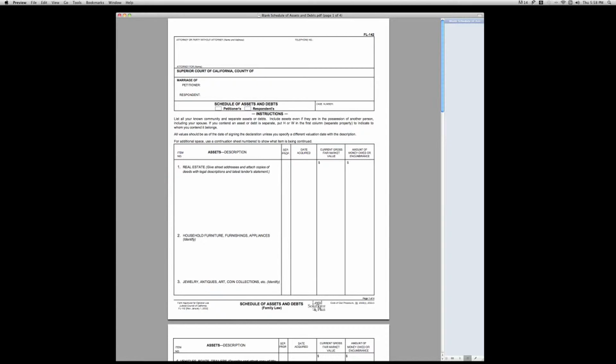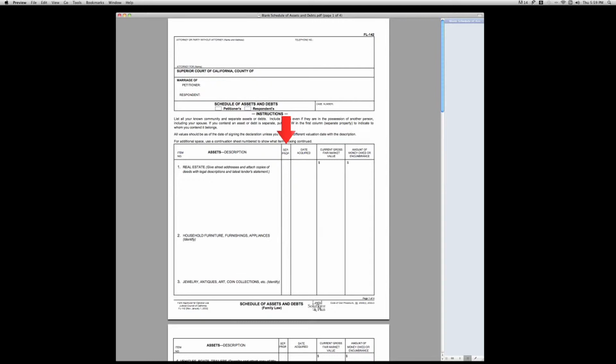Now, the next column to the right says SEP Prop. That's a mangled abbreviation of separate property. In this column, what you want to do is indicate whether this is your or your spouse's separate property. Okay, that's really helpful if you know what separate property actually is. And separate property typically is going to be property that is acquired prior to the marriage or after the date of separation, or at any time if it's acquired by a gift or inheritance.